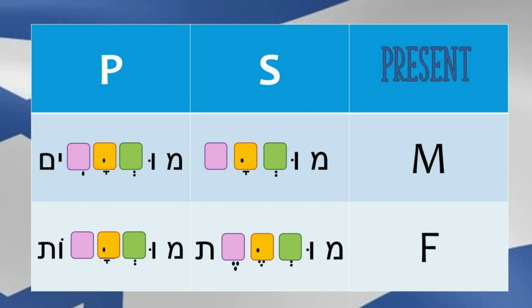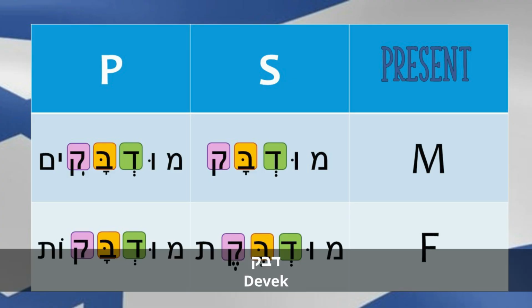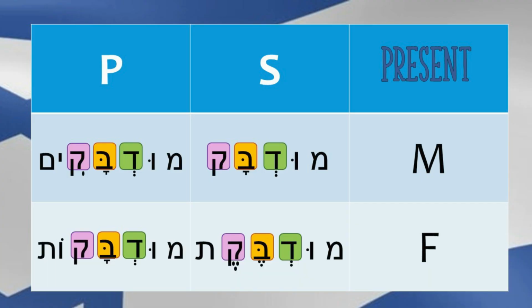And of course, this is always easier to understand when we use a sample shoresh. So the sample shoresh that I'm going to use is dalet, bet, kof. And this shoresh has all kinds of things to do with gluing or sticking, like adhering. And so devek itself is glue, and lehadbik means to glue or stick something onto something else.